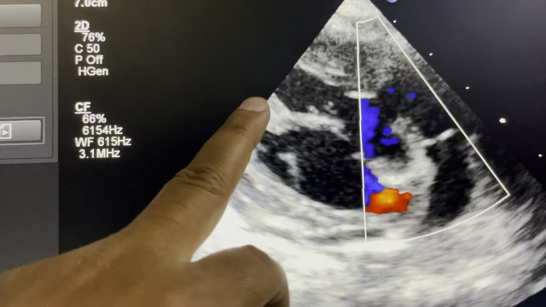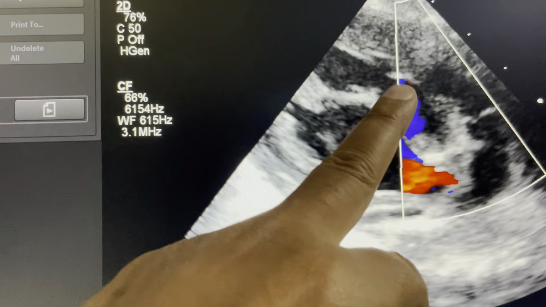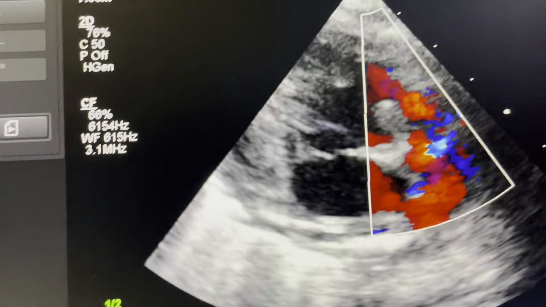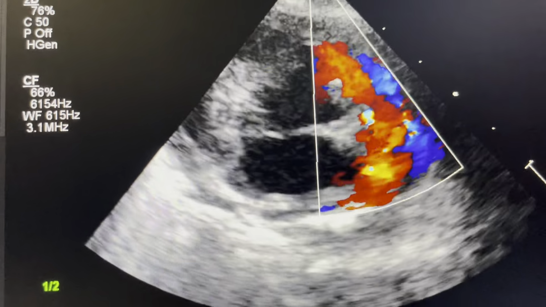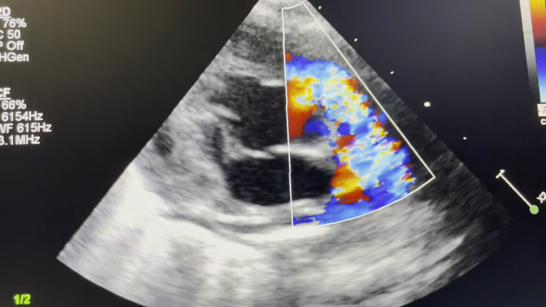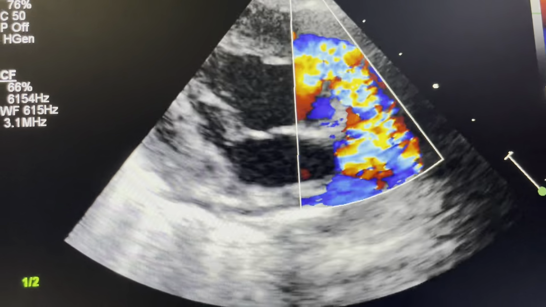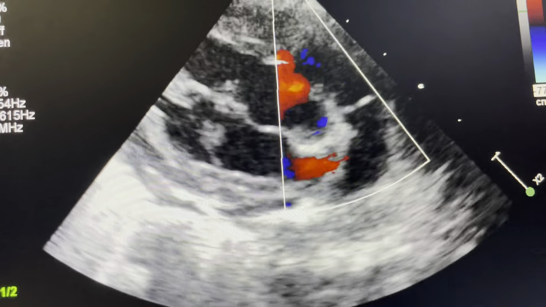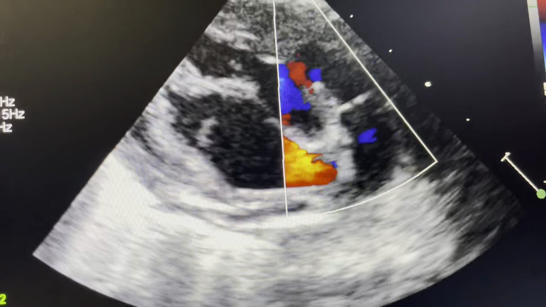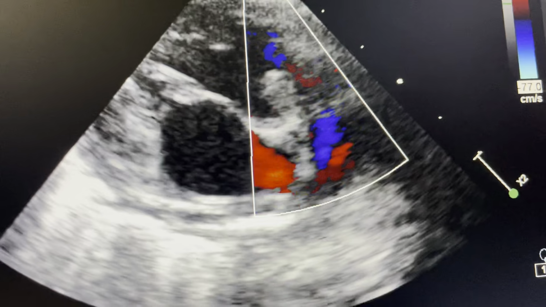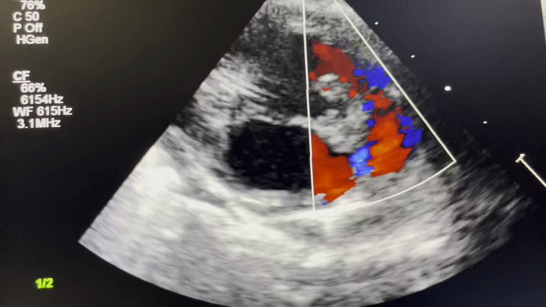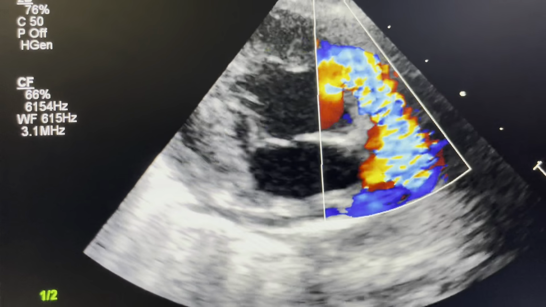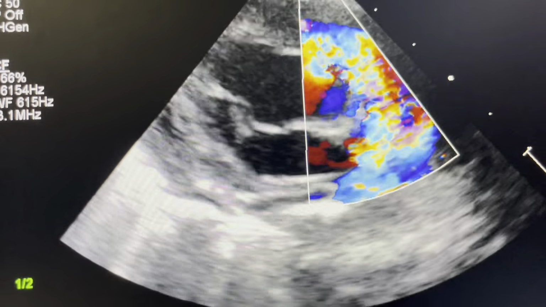This is the left atrium, left ventricle, and this is the VSD, then the right ventricle outlet, and then the pulmonary artery. So there must be a VSD, through which blood goes to the right ventricle from the left ventricle, and from the right ventricle to the pulmonary artery. The pulmonary artery is well developed. There is no pulmonary stenosis. You see turbulence starting from the VSD location and going out all along the pulmonary artery.